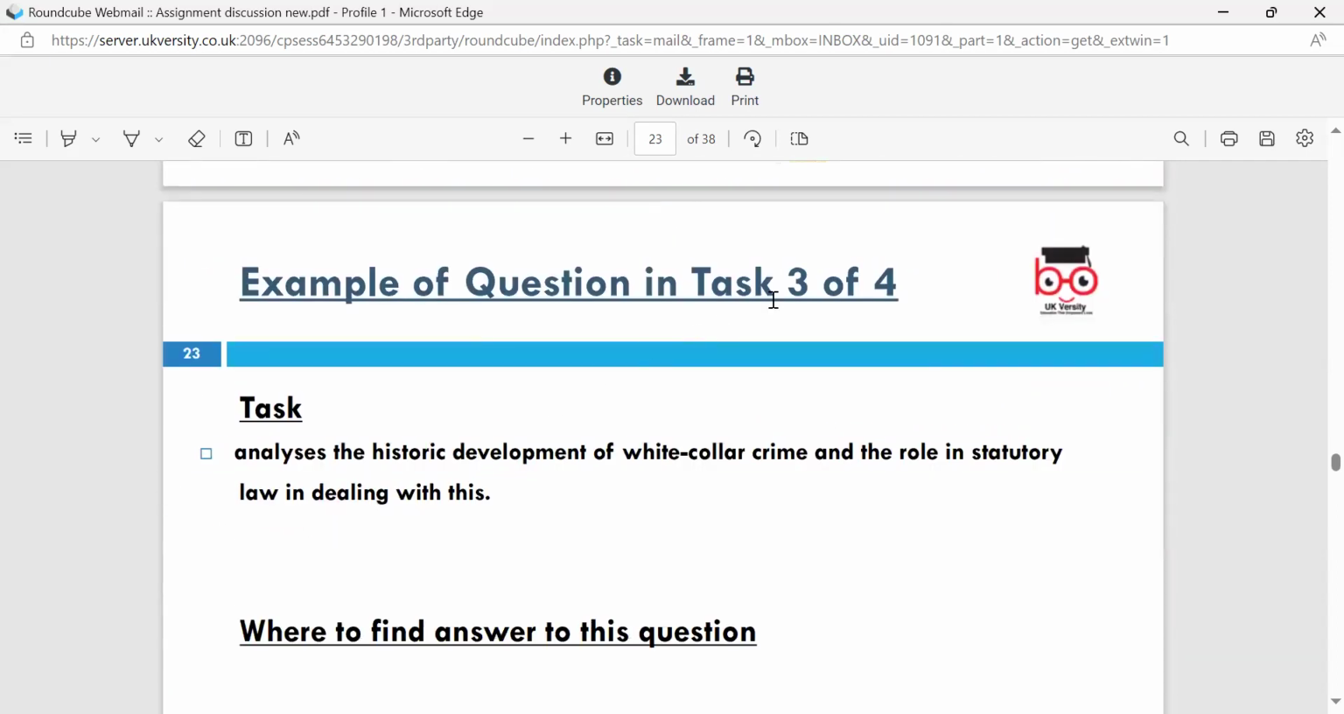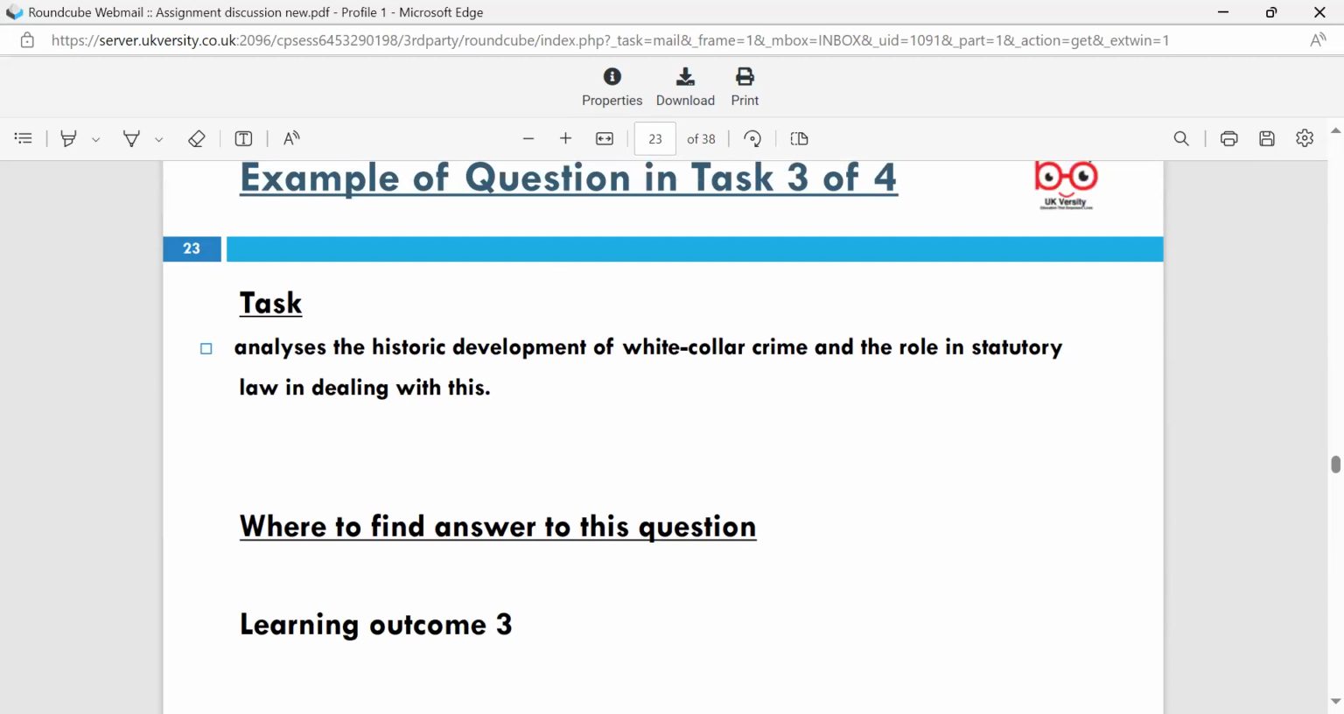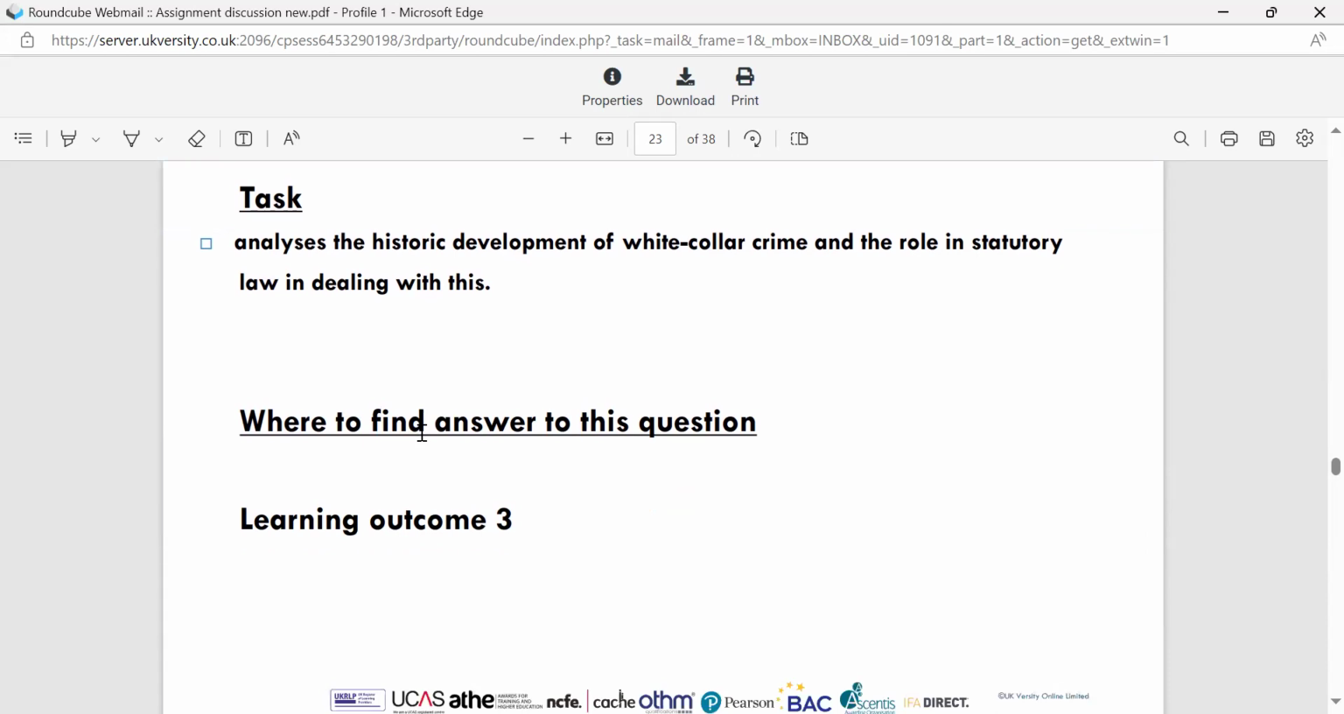Example of question to answer. So you could look at analysing the historical development of white collar crime, and where to find that would be learning outcome 3, and you would be looking at the element of page 7 onwards. So you'd look at Sutherland's points of view, traditional elements of that in regards to white collar crime, and look at what he thought the societal focus and position on white collar crime was. So that's task 3 of 3.